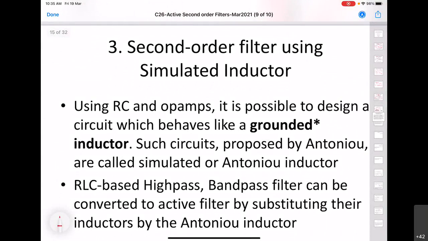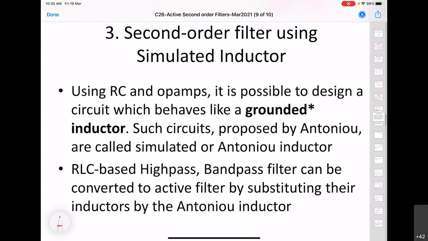So what we had is a second order low pass filter. Now we would like to implement a second order high pass filter and a second order band pass filter. We have already seen the RLC version of high pass and band pass, and in that case an inductor was there. The inductor now needs to be substituted by some other circuit.